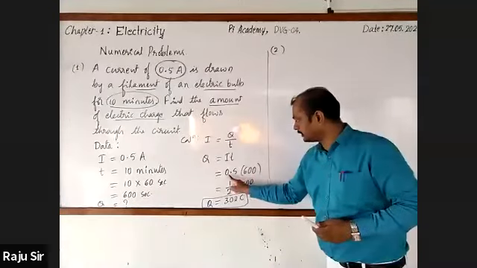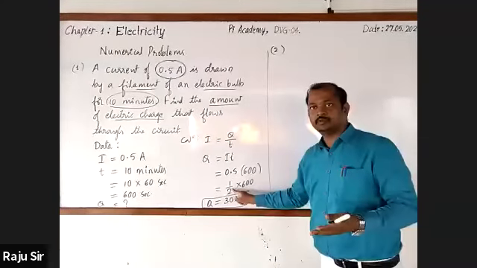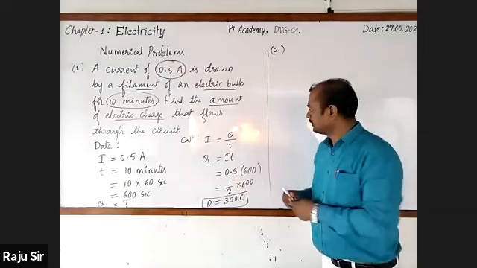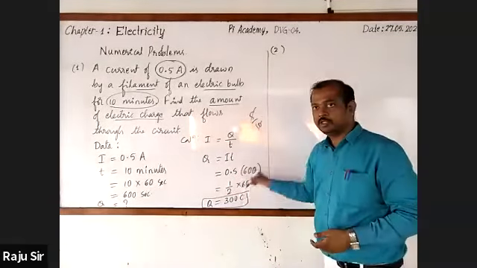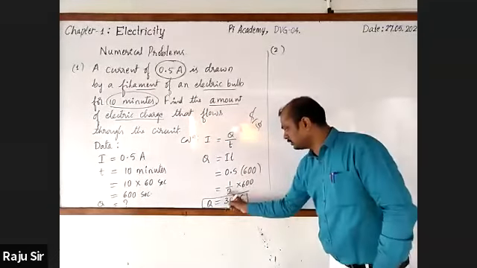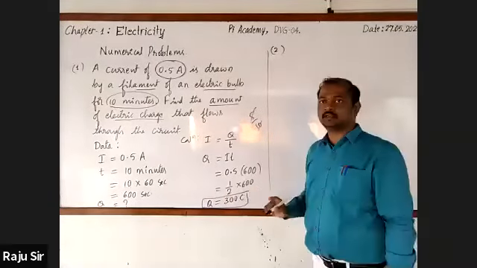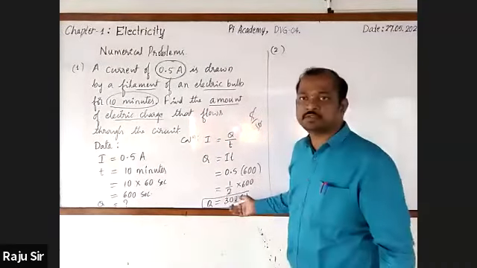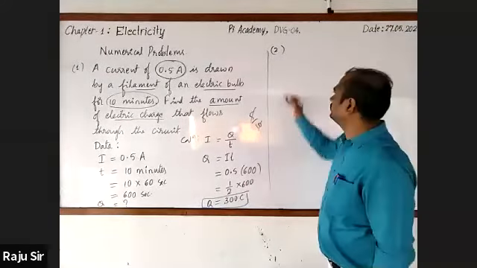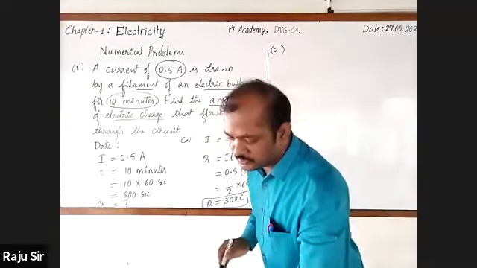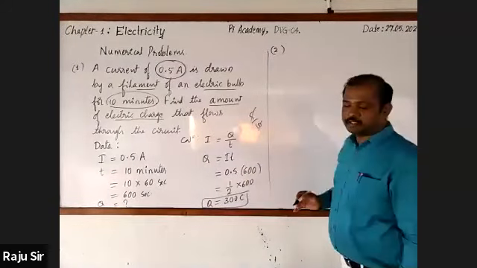0.5 can be written as 5 by 10, and 5 by 10 is 1 by 2, into 600. Cancelling, 2 ones are 2, 300s. So therefore, the quantity of charge is 300 Coulomb. Next, second one. Calculate the current in the circuit.